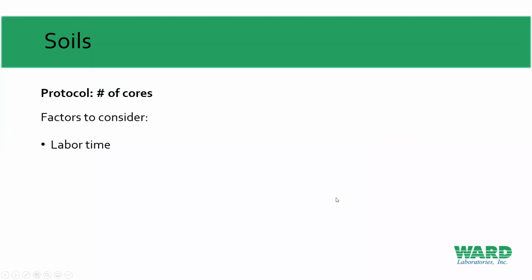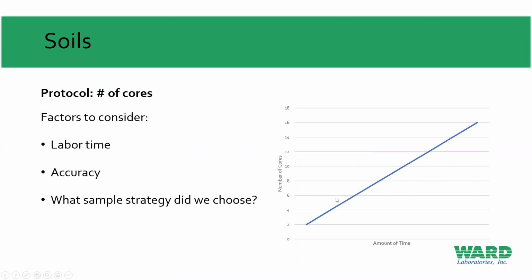So the next thing is going to be the number of soil cores. A lot of stuff goes into this. We think about the amount of labor time that we have, the amount of accuracy we want, and of course what method do we choose? If we chose to do grid sampling, well, we need to make sure that we do that in a timely manner. So we need to balance that need with the accuracy.